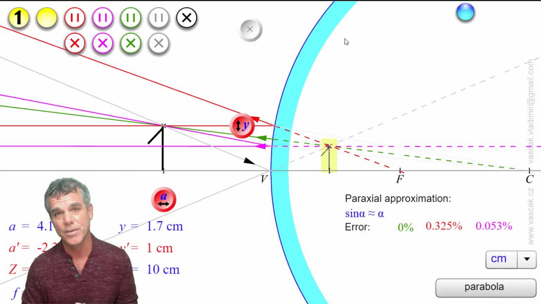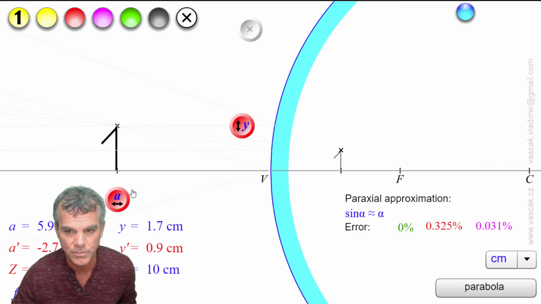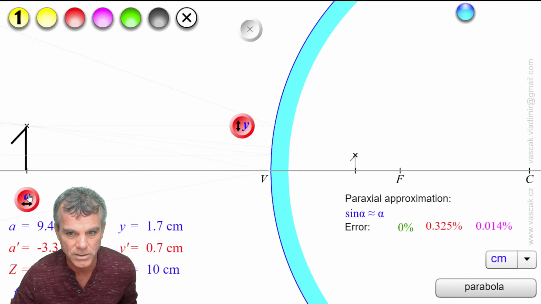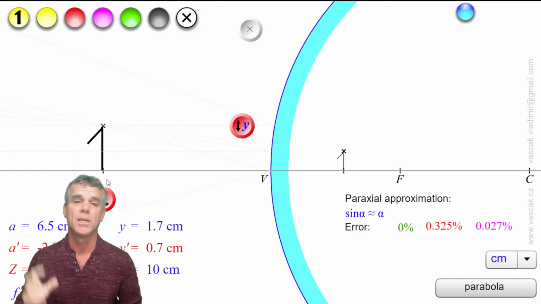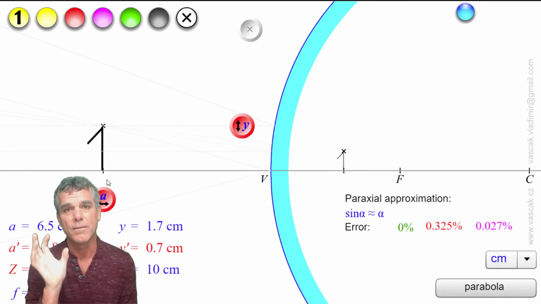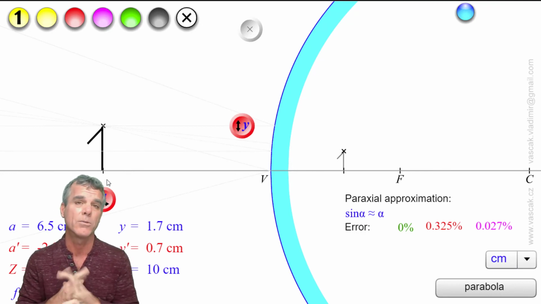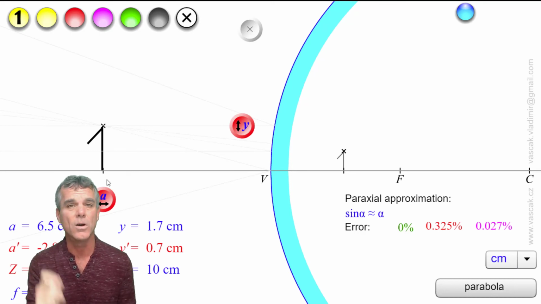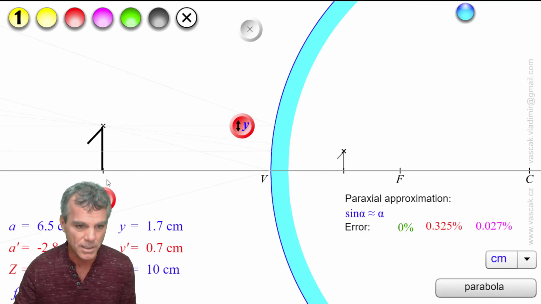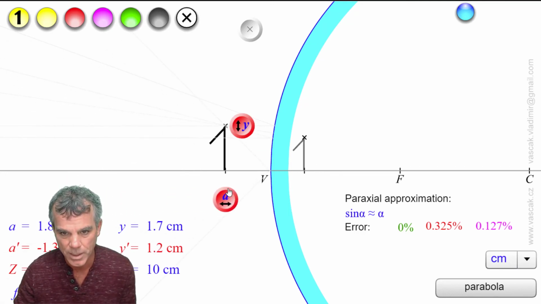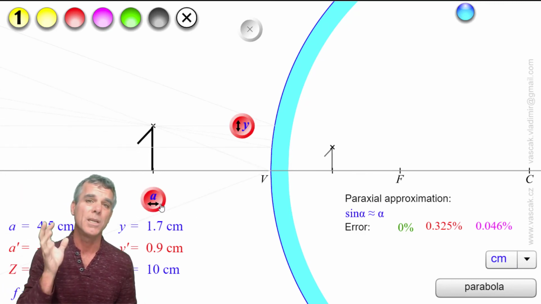And for a convex mirror, no matter where the object is in front of the mirror, notice that I'm always going to get my image being behind the mirror. And for a convex mirror, it's always going to be a virtual image, which is going to be reduced in size and upright relative to the object. That is the only kind of image that a convex mirror can produce. It doesn't matter where I am in front of the mirror. The image is always going to be behind the mirror, and it's always going to be between the mirror and the focal point.